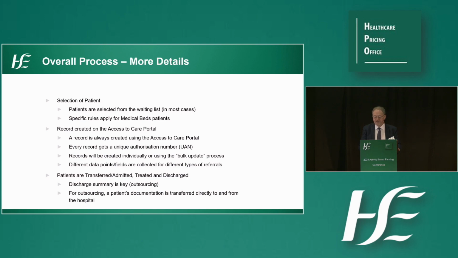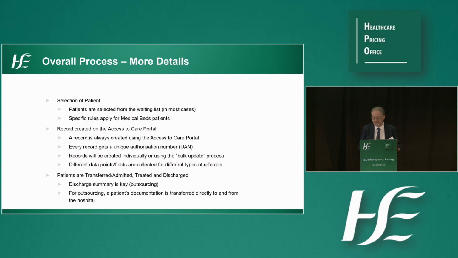We create a record in the Access to Care portal, and they all get unique authorization numbers, as I said. In some cases, we have this bulk update system. If we know there's a group of patients going to the same vendor, we're not asking the hospital to type them in one at a time. We have a way of bulk updating from an Excel spreadsheet. And for the different types of referrals that we have, which I'll go through in a second, we collect different data points. We have different pieces of information we're interested in, if it's surgical services, assisted human reproduction, things like that.